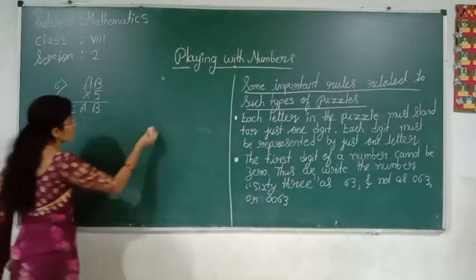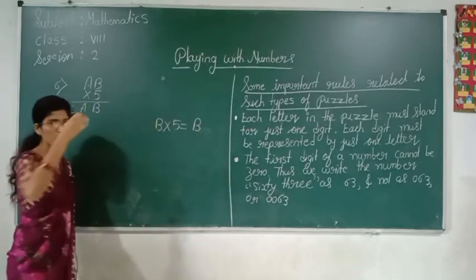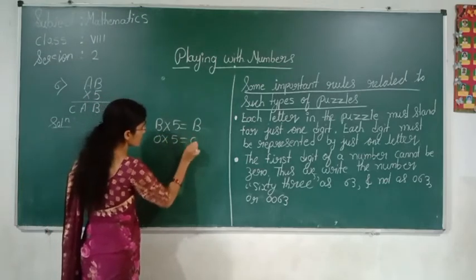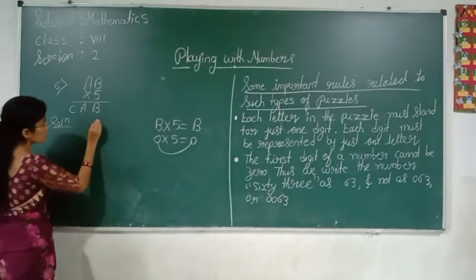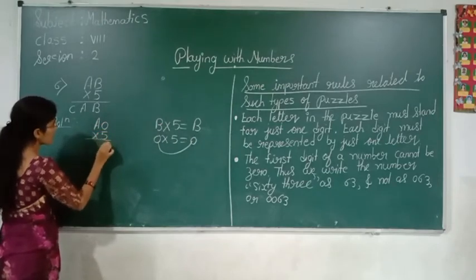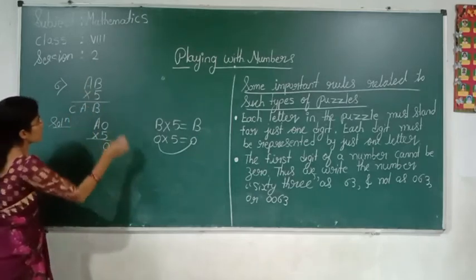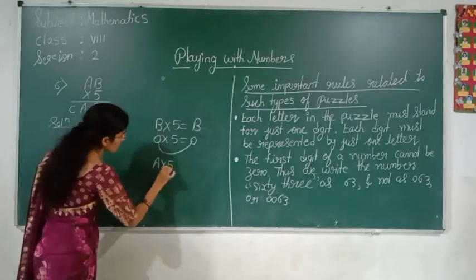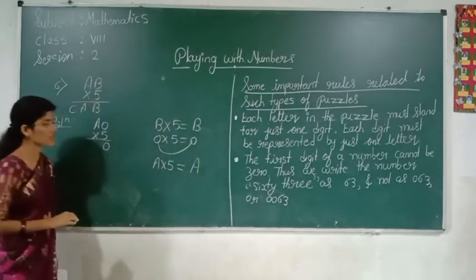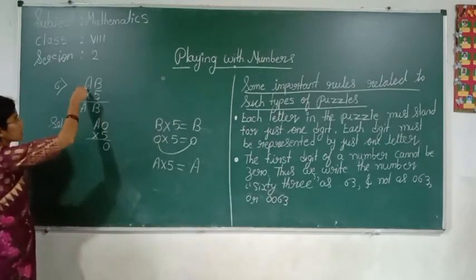Now see here, 6th problem, solution. B into 5, when will it again come as B? Start from the first digit, I will put 0. 0 into 5 is 0. Yeah, this is the same. In place of B I will put 0. Now next I want A into 5 to be A. When is it possible? Check, 0 5s are 0. The starting number cannot be 0.